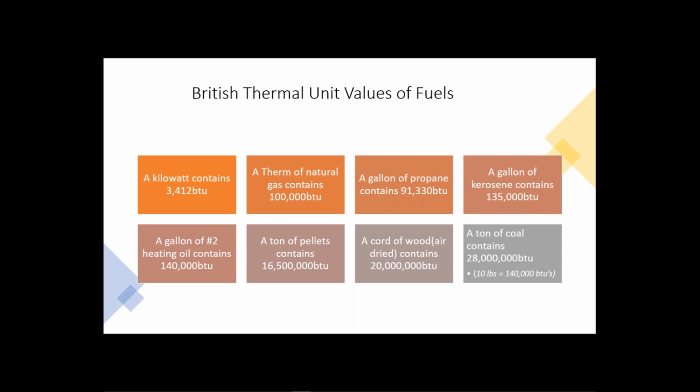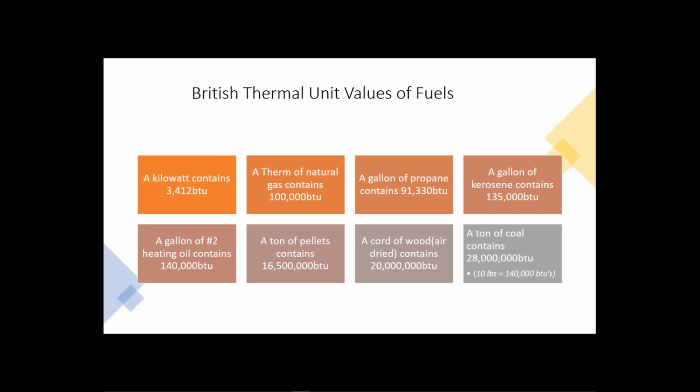A gallon of propane contains 91,330 BTUs. I understand that propane is normally delivered and paid for in pounds, but we do that conversion to gallons as well. A gallon of kerosene contains 135,000 BTUs. A gallon of number 2 fuel oil, or heating oil, contains 140,000 BTUs. Well, the truth is it's 138,500 BTUs, but again, the industry utilizes 140,000. It's close enough.